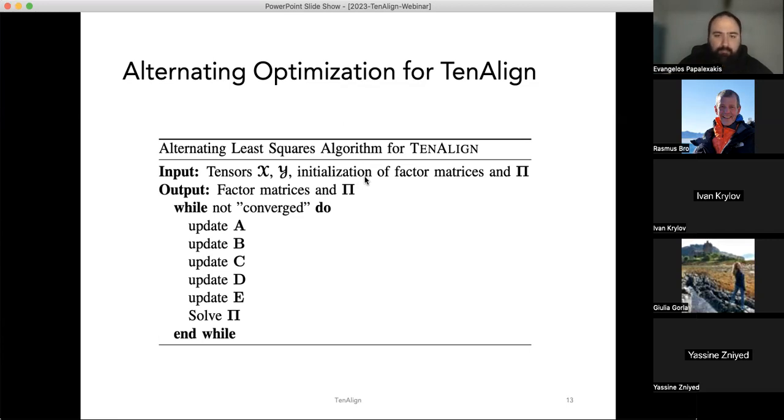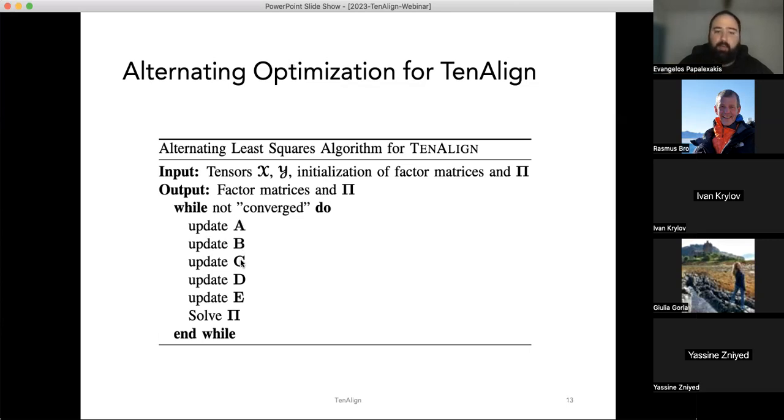Yazin, that's an excellent question. I'm going to talk about it in the very next slide, because indeed that's the part that is special here.